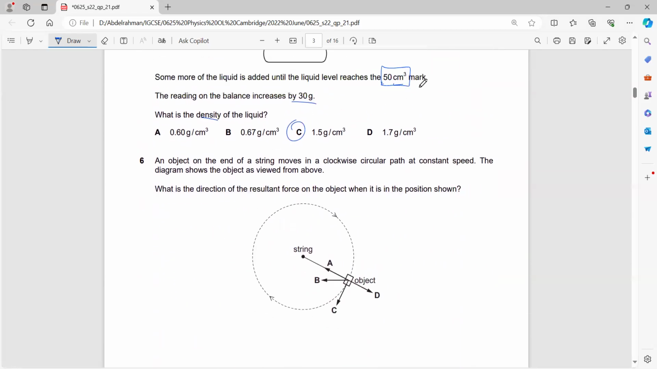What's the direction of the resultant force? Centripetal force. A. Definitely, yes.